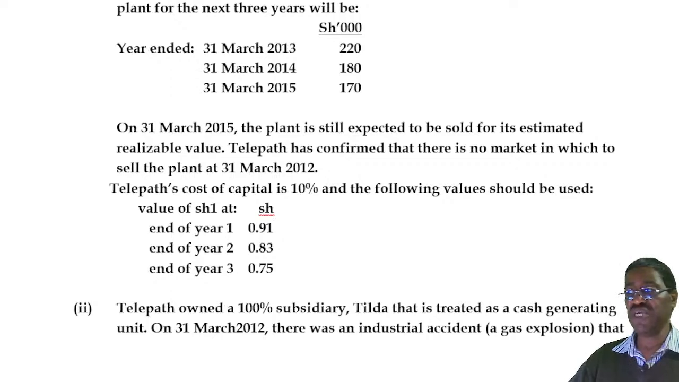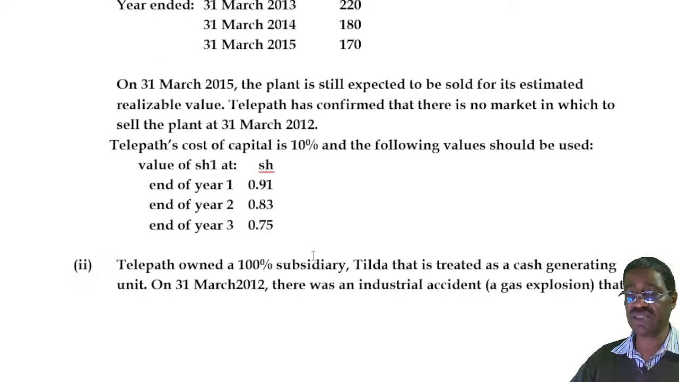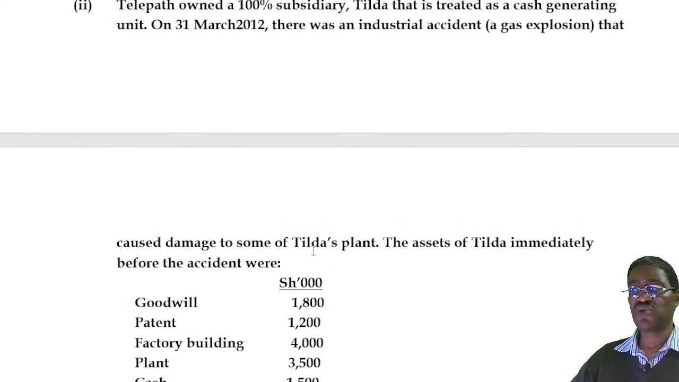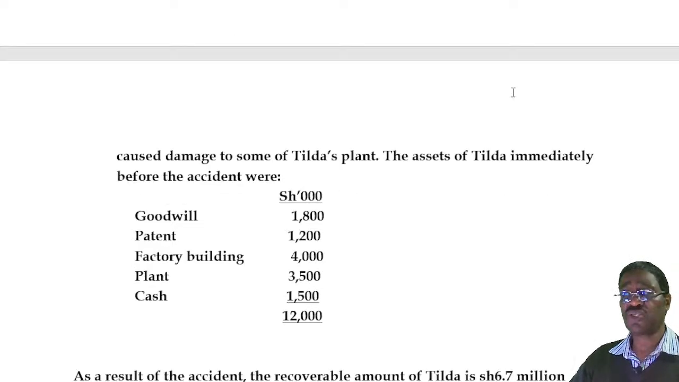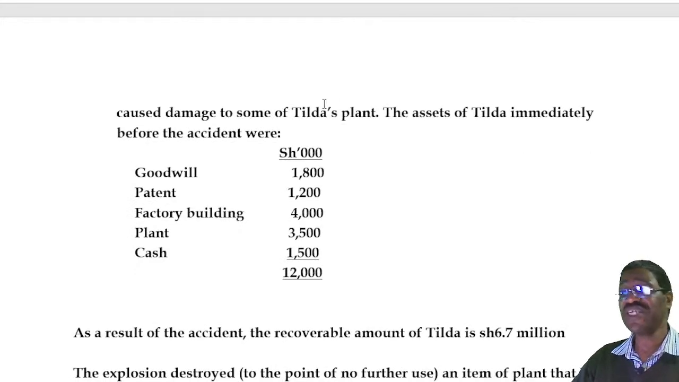Let me project part B of the question. We first read it again. B2. We were told, or we are reading again, that a 100% subsidiary, Tilda Limited, is treated as a cash generating unit. On 31st March 2012, there was an industrial accident, a gas explosion, that caused damage to some of Tilda's plant.